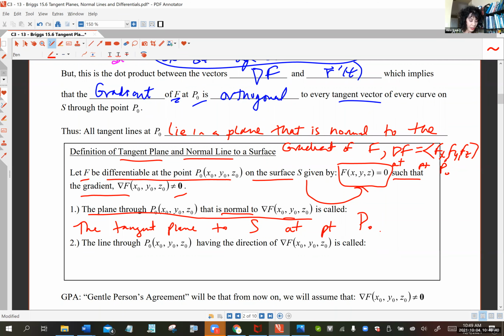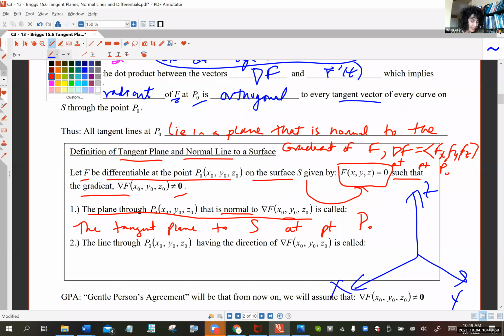So visually, what does that look like? This is the tangent plane to your surface S at the point P naught. Well, let's look at what's going on here. Let's say you had some surface. I'll make it easy, like a capping surface. Here's some capping surface, and it's given by the equation big F of x, y, z equals 0. There's your surface.